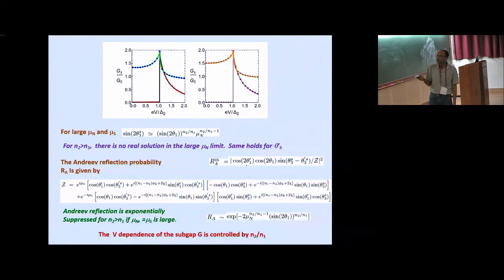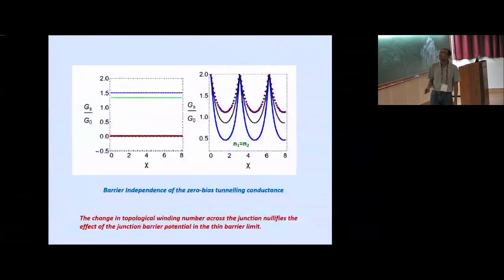The point is that the voltage dependence of the subgap tunneling conductance is therefore controlled by this ratio of N2 by N1. So whether you have a finite subgap tunneling conductance or a zero subgap tunneling conductance depends on the ratio between these topological winding numbers. So finally, this is the zero bias tunneling conductance as a function of chi when N1 is not equal to N2 and when N1 is equal to N2, and you clearly see the difference.